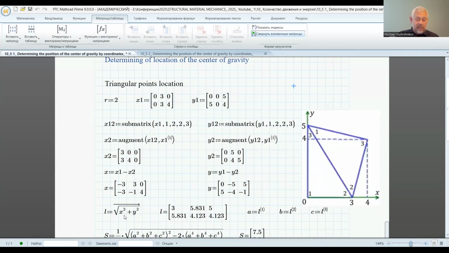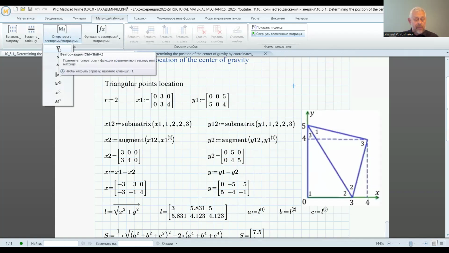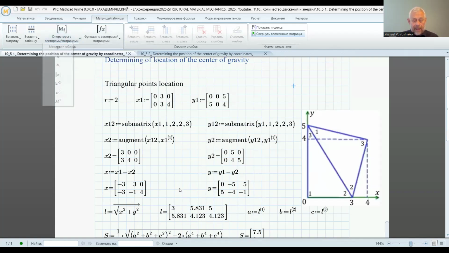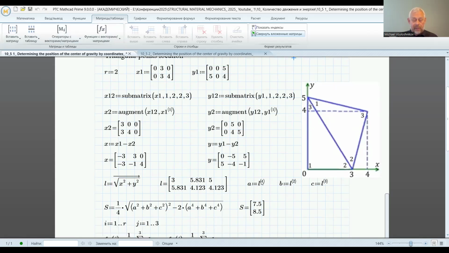Here with the vectorization application, we define the length of the sides, because these were the projections, and we use the Pythagorean theorem to define the length. This is the matrix of the lengths. This vectorization operation we do from the panel of Mathcad; we can find it as the first option available. And after that, we redefine the columns as the vectors: vector A, vector B, vector C.